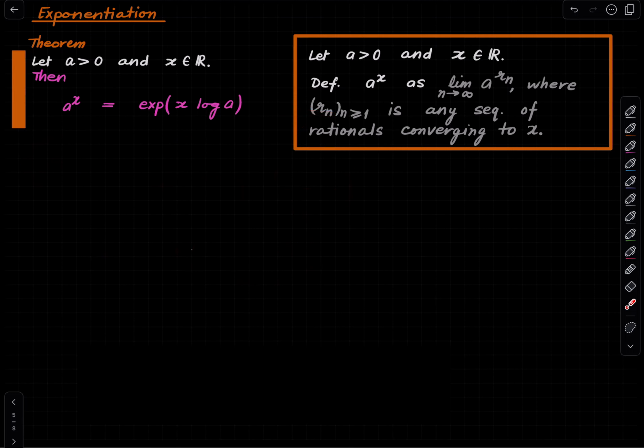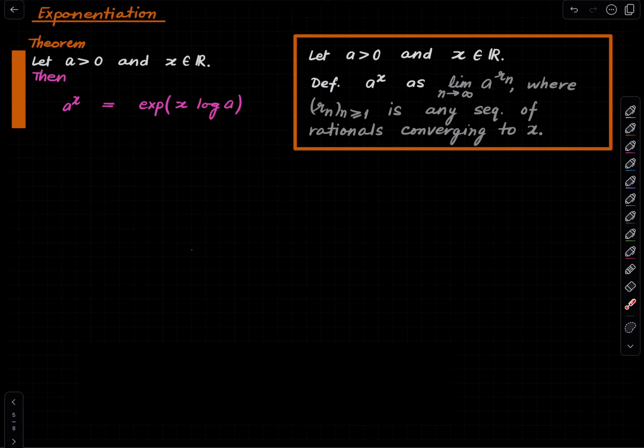Another way to see this is the following. Once we have a natural number n, you can take the constant sequence of rationals n. This is a sequence of rationals which converges to n, and then be done with it. But whatever. What I'm trying to say is that this definition of a to the power x extends our familiar definition of exponentiation of a to integers.